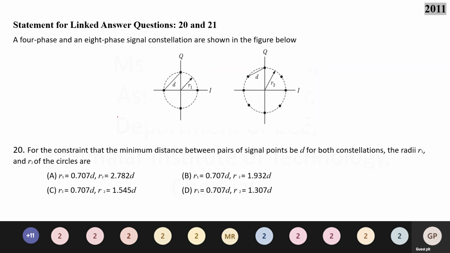So for a constraint, we're going to calculate the minimum distance D, and also how that D is related with R. Once you find R1, you can calculate R2 here as well. So for both the R1 and R2 radii, we're going to calculate now. So we'll solve that problem.